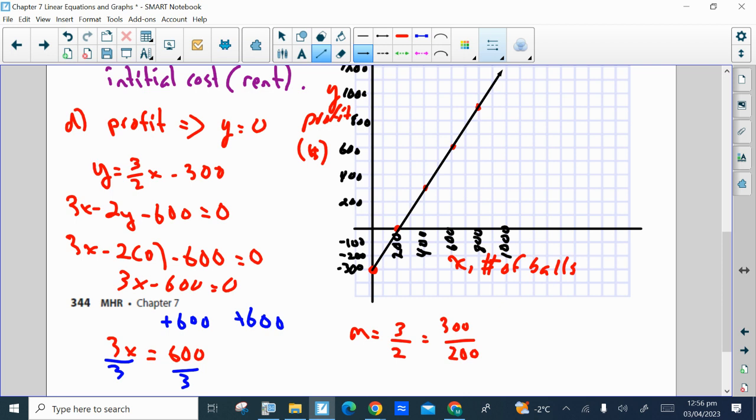Now, I guess I should back up here and say that we actually can't draw a line through them because this is not continuous data. You cannot sell half a ball. So we shouldn't draw a line through them. Even though it is a linear pattern, this is not continuous data because you cannot buy or sell half of a ball. So we shouldn't draw a line through the points.